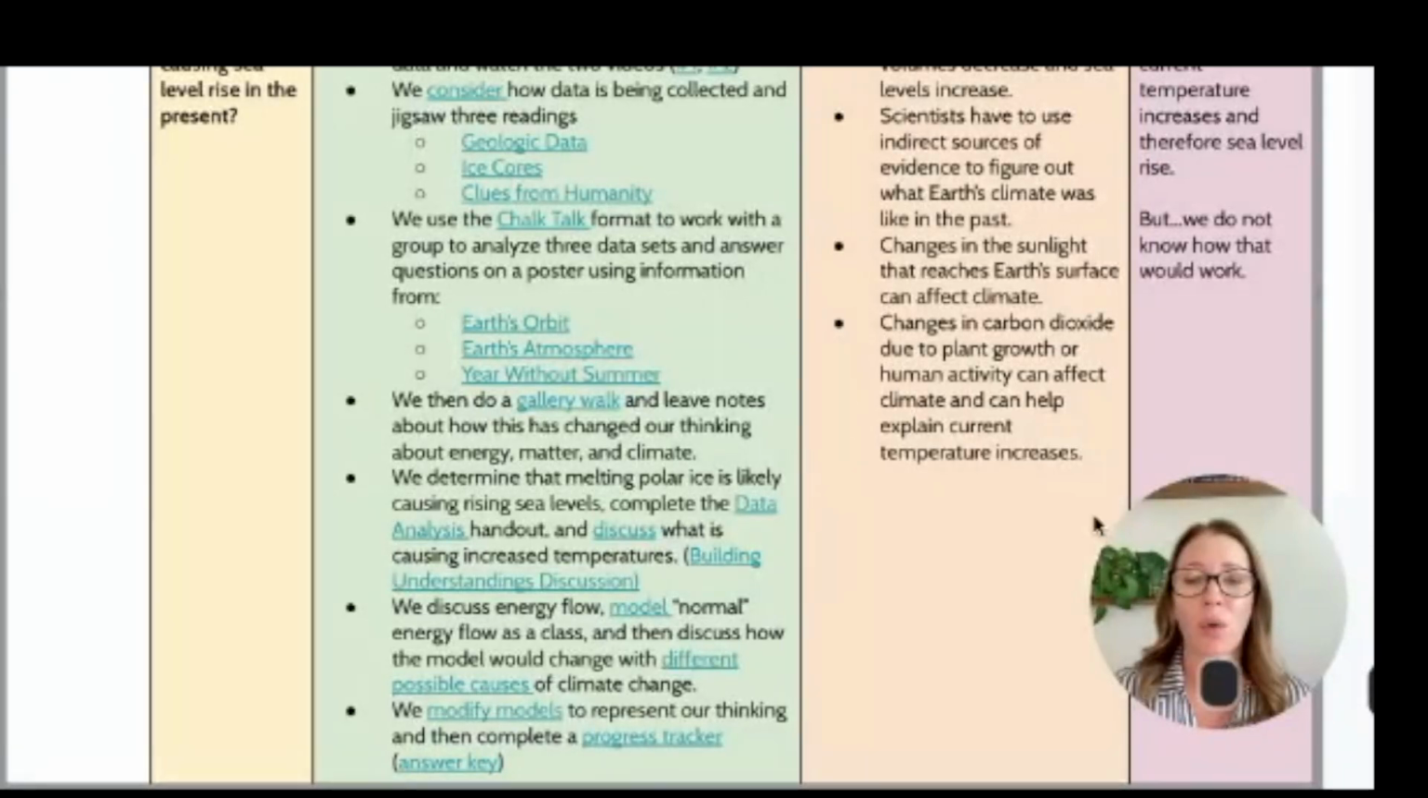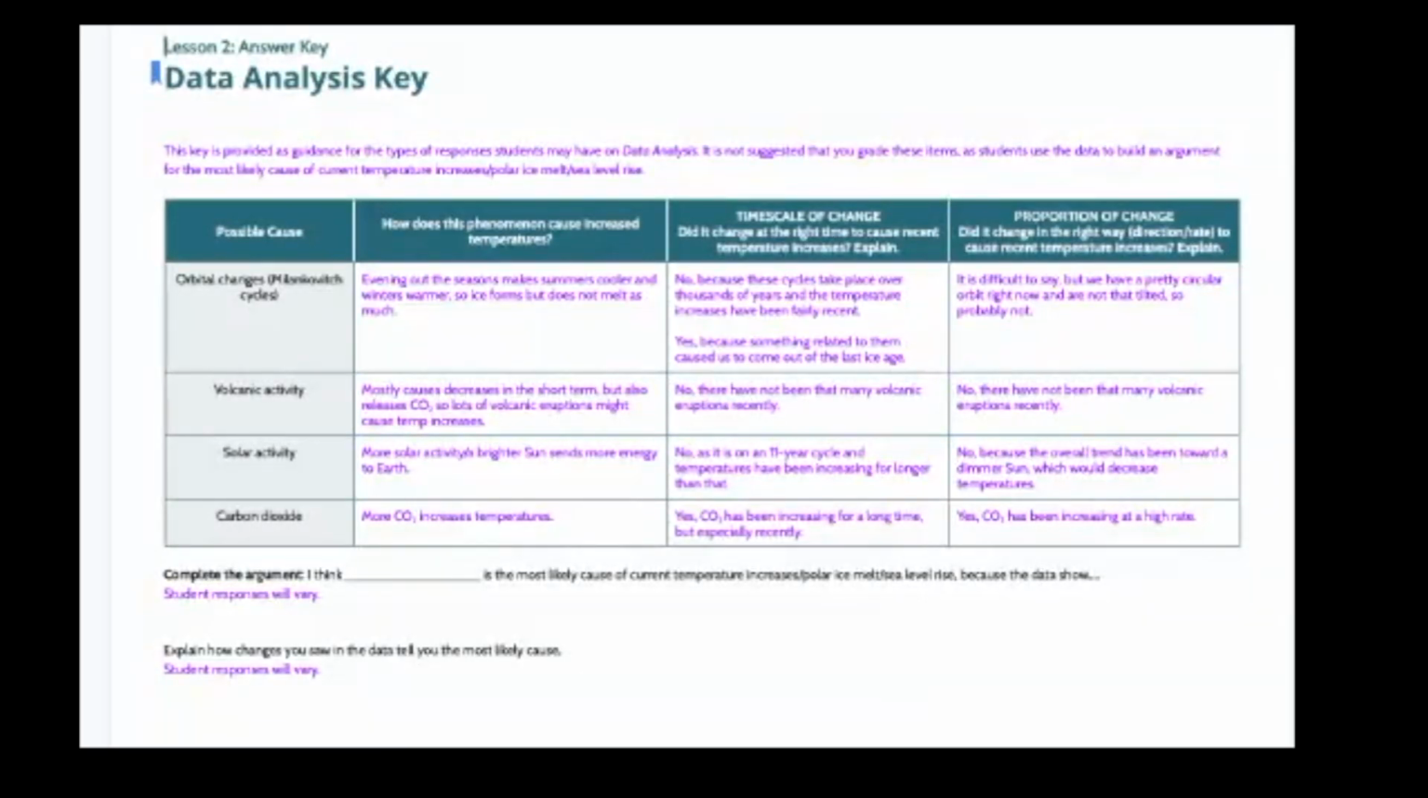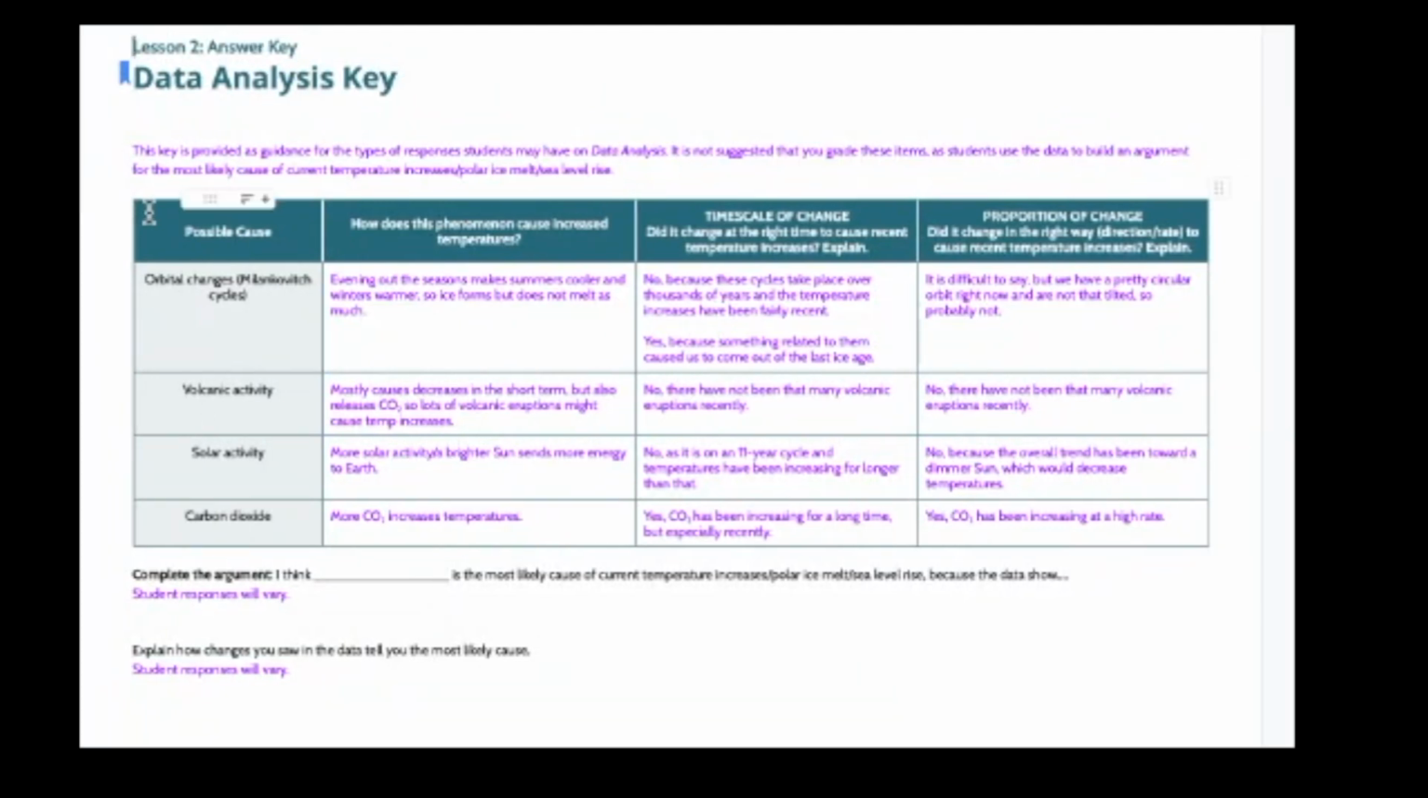Then students are going to process their thinking from the posters and complete a data analysis handout. Now, this data analysis handout, you can see they're going to be thinking about possible causes: orbital changes, volcanic activity, solar activity, and carbon dioxide. And they're going to organize their thinking with this graphic organizer.